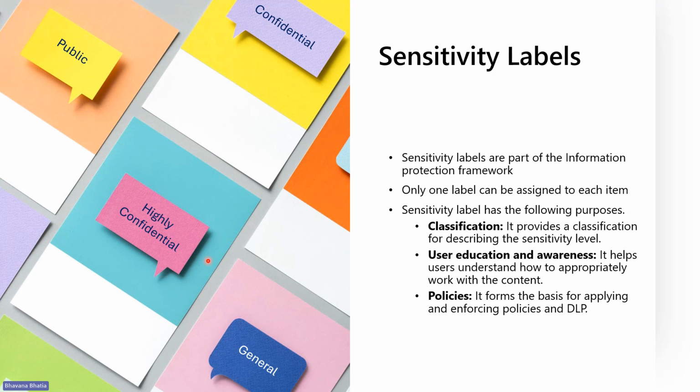Labels can also enforce protection policies, and they can be included in data loss prevention policies as well. So, for example, a general label may only add a header to the content, whereas a highly confidential label may add a header, footer, watermark, and rights management to provide access only to authorized individuals. Additionally, DLP policies can be created to prevent sharing highly confidential documents outside the organization.